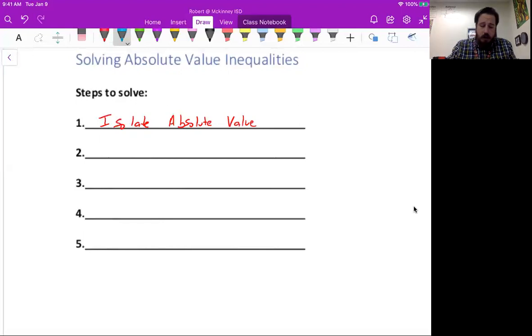Step 2, instead of just checking for no solution, we're going to check for negatives. Because when we're talking about inequalities, there is a difference. And we're actually going to look at that right now.